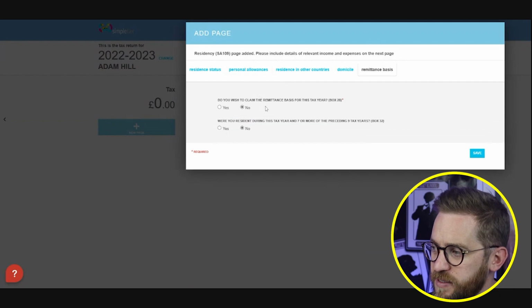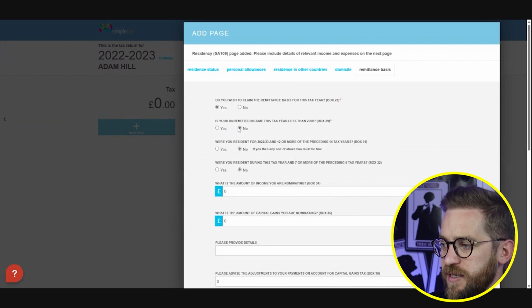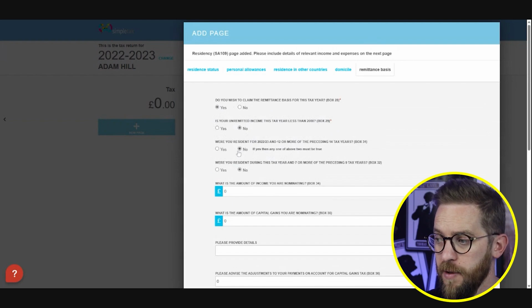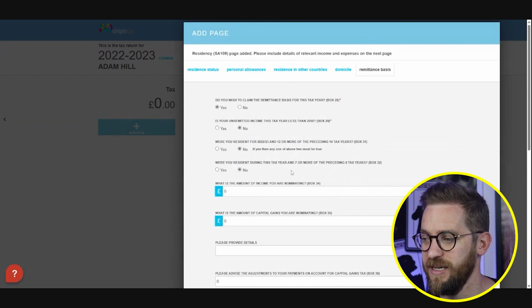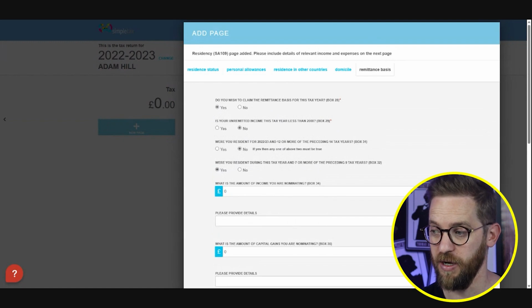Do you wish to claim the remittance basis for the year? That's the important one. Yes, I do. Is your unremitted income this tax year less than 2,000? We'll say no. There is an allowance that applies below that threshold, or an exemption. Were you resident for the 22-23 and 12 or more of the preceding 14 tax years? Remember, if that applies, you'll pay the £60,000 charge. So I'll say no. But were you resident during this tax year and 7 or more of the preceding 9? I'll say yes. So what I would expect is that the £30,000 tax charge applies.